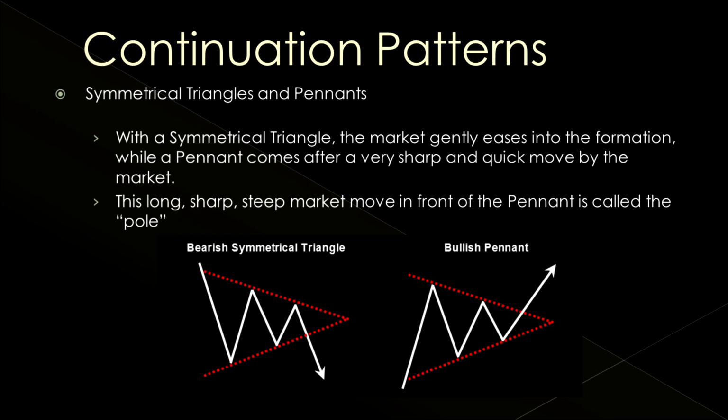Now, let's have a look at some images here. With the symmetrical triangle on the left, the market generally eases into the formation, while the pennant comes after a very sharp and quick move by the market. The long, sharp, steep market move in front of the pennant is called the pole.